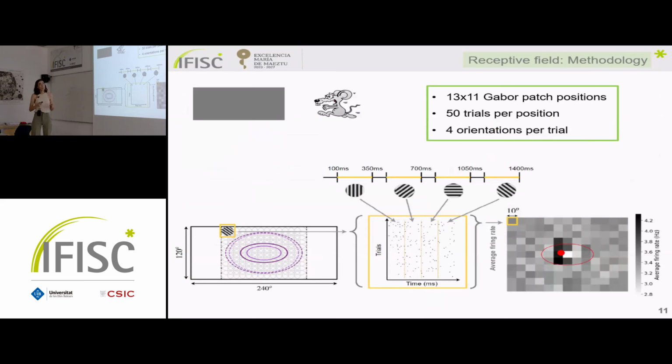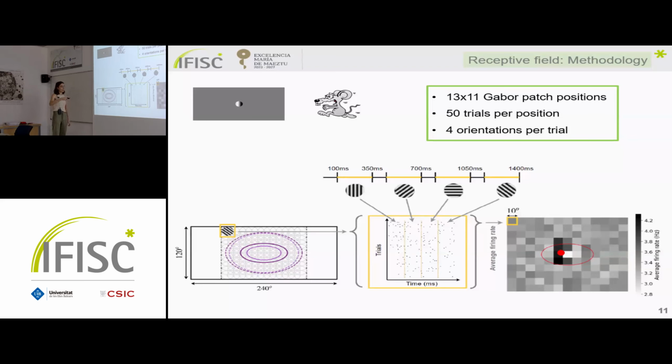From this analysis, the metric that we are interested in is the area of the receptive field of the different regions. A typical stimulus used for measuring receptive fields are Gabor patches, which are circles with drifting gratings in size. This Gabor patch can be located in a grid of 13 by 11 different positions. And well, the methodology is as you can see here.